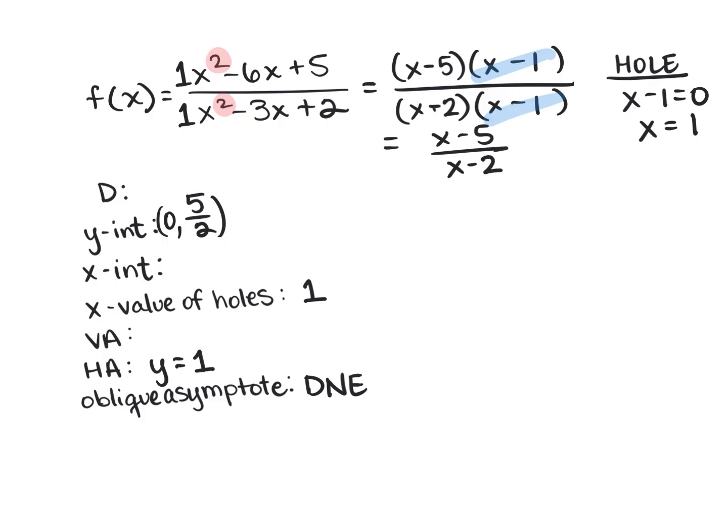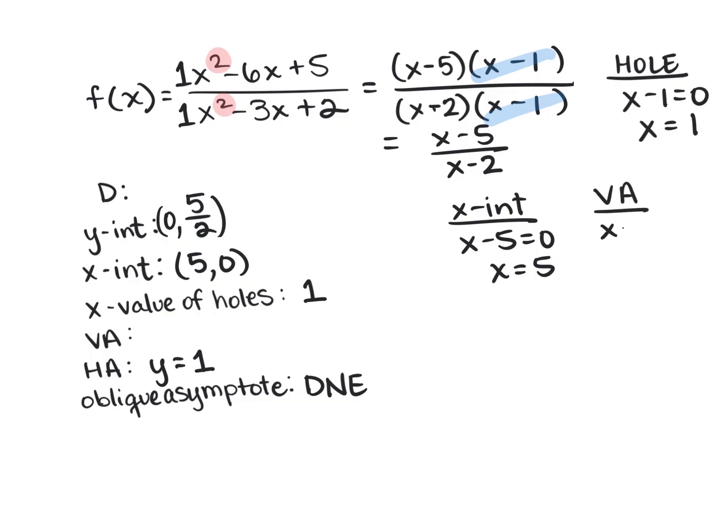All right, so for an x-intercept, I would set x minus 5 equal to 0, numerator equal to 0, x minus 5 equals 0, so x is equal to 5. So that would be either 5 as a number or 5, 0 as an ordered pair point. All right. And then your vertical asymptote is your denominator equal to 0. So that's x minus 2 equals 0, so x is equal to 2.